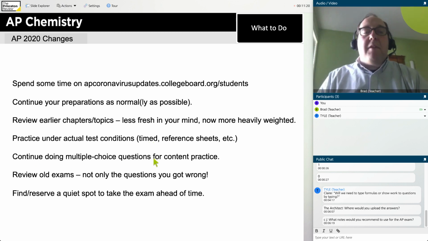Multiple choice questions, right? There is no multiple choice on this exam anymore, at least this year, but they are still a great opportunity to practice content. So I really recommend that you continue doing those multiple choice questions. Along those same lines, go ahead and review your old exams, whether it's multiple choice, free response, whatever.